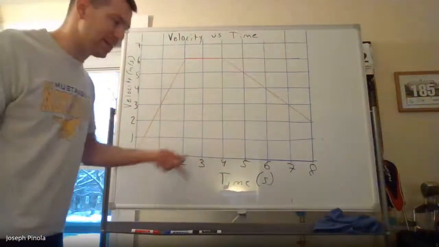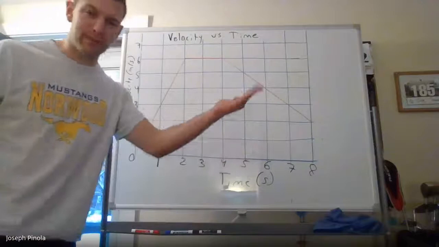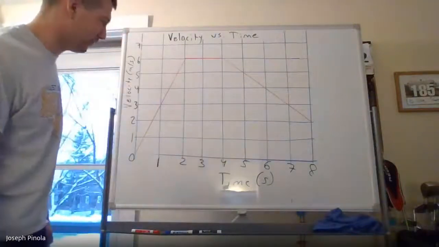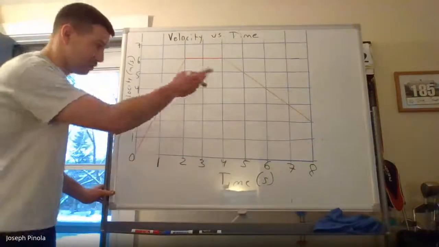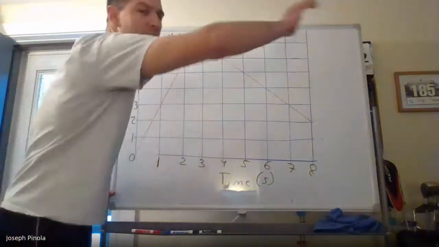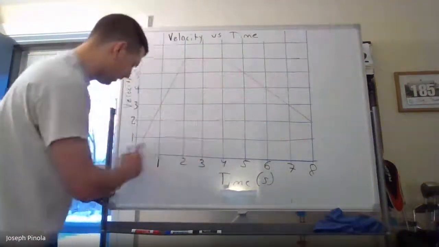If the velocity ever became negative, then that would mean that the object is heading back towards the origin. But since the velocity is still positive, this object is still moving further and further and further away from where it began.